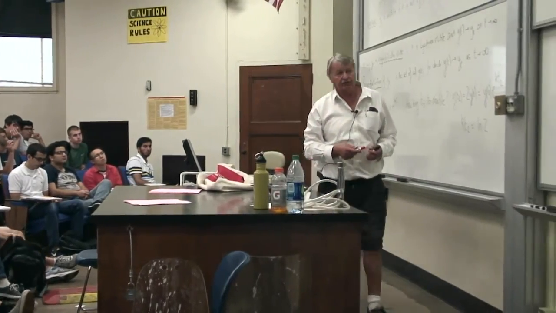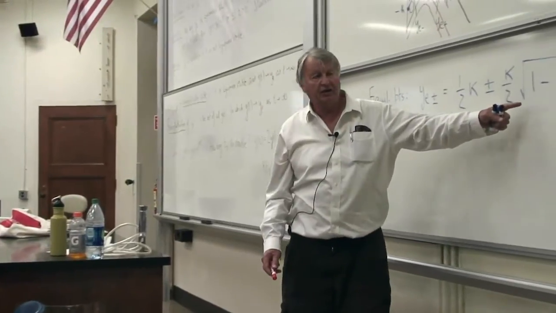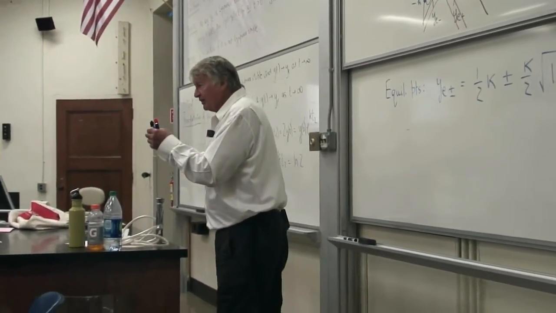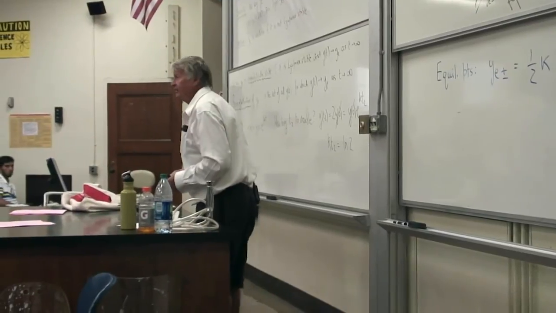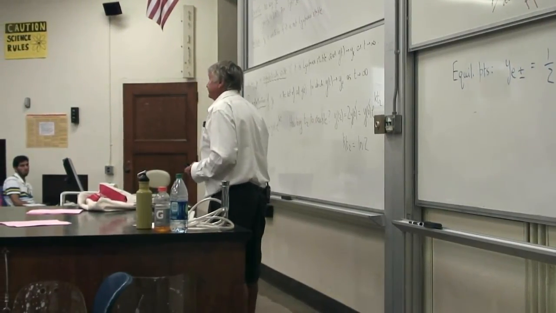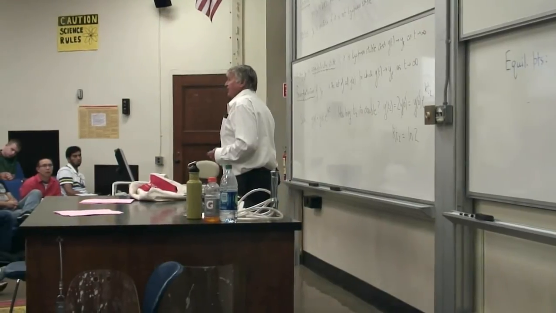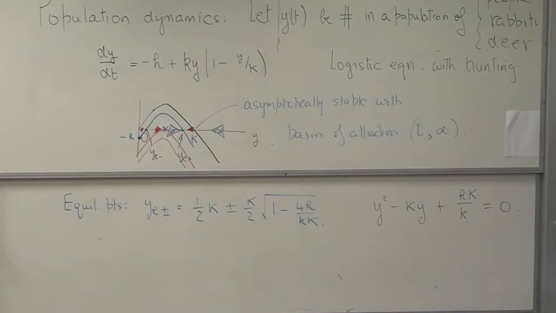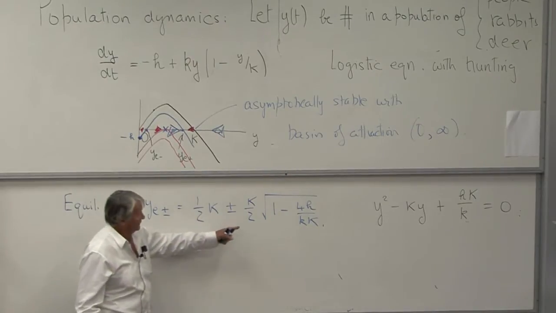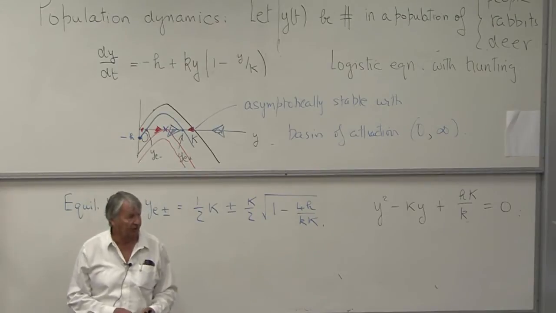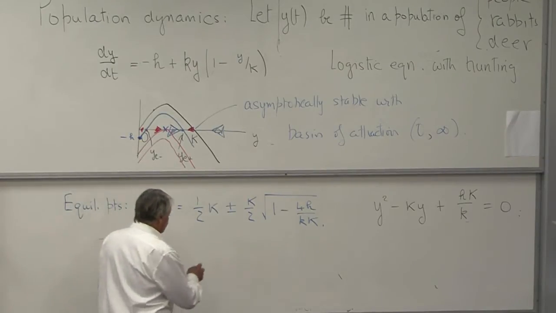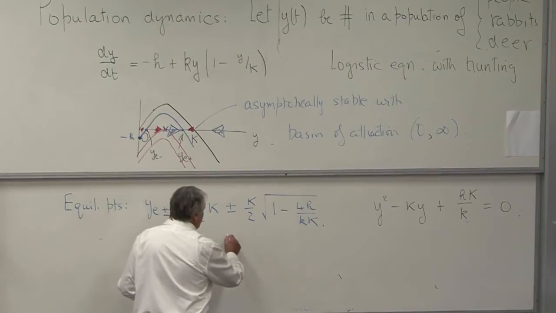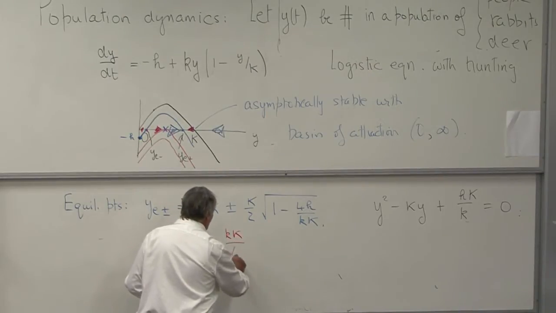What's the critical H at which the two roots merge into each other and disappear, become complex effectively? What's the value of H at which you get a double root? If you're going to get a double root, what's this got to be? 0. So what's the value of H? H would be k times capital K over 4.